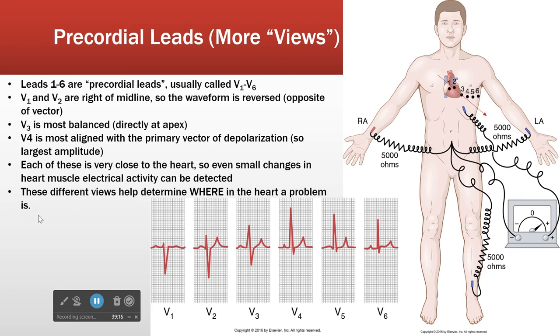Now, each of these chest leads, precordial leads, they're very close to the heart, as you can see. So it means that the amplitude, the size of the spikes, the size of the tracing, gets taller the closer we are to the heart. That makes sense because that's where the electricity is coming from. So we've essentially moved our leads closer to where the electrical activity is, so we get a stronger signal. We get taller peaks and lower valleys.